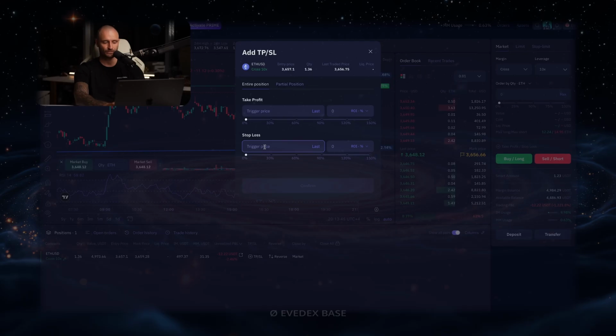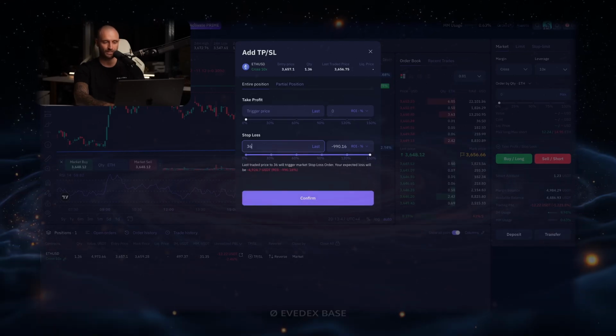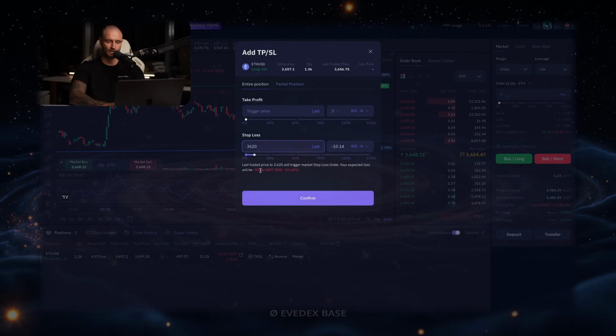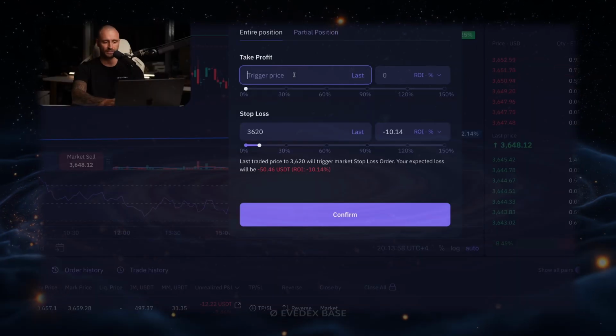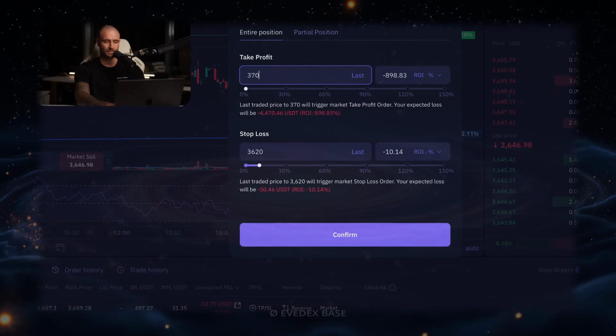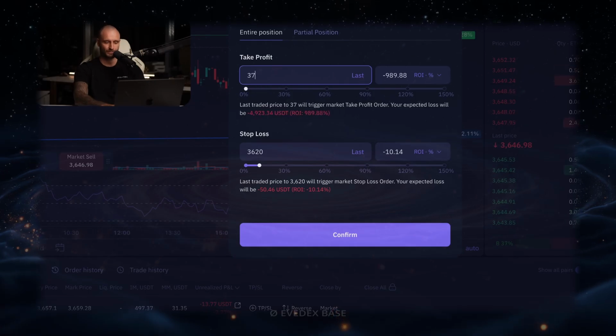So let's say if Ethereum drops to, let's say, $3,620, it will be a loss of $50, but this would be your maximum loss. I always suggest you use stop losses because otherwise it can be extremely dangerous. And you can place a take profit, let's say $3,700. Which is bad risk management.